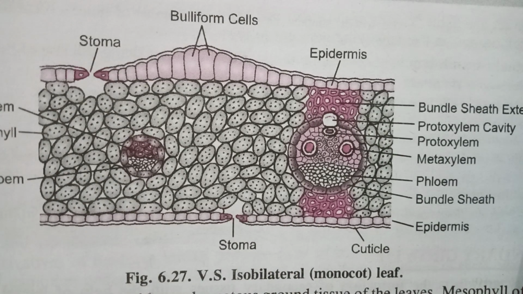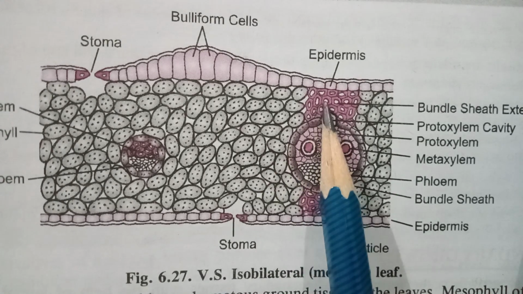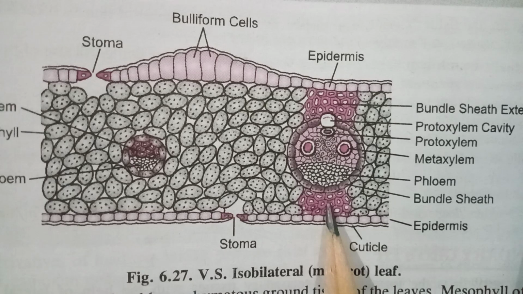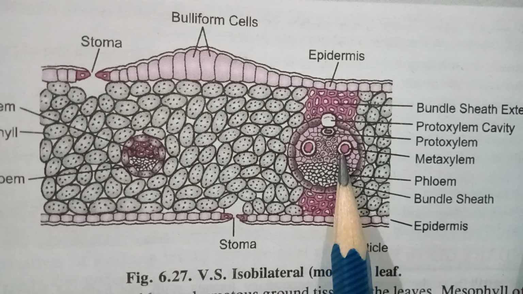Here the bundle sheath is also present. The double bundle sheath occurs in the case of wheat and some cereals also, which are known as the festucoid grasses. The larger vascular bundles bear bundle sheath extensions also. As you can see, these are the extensions.